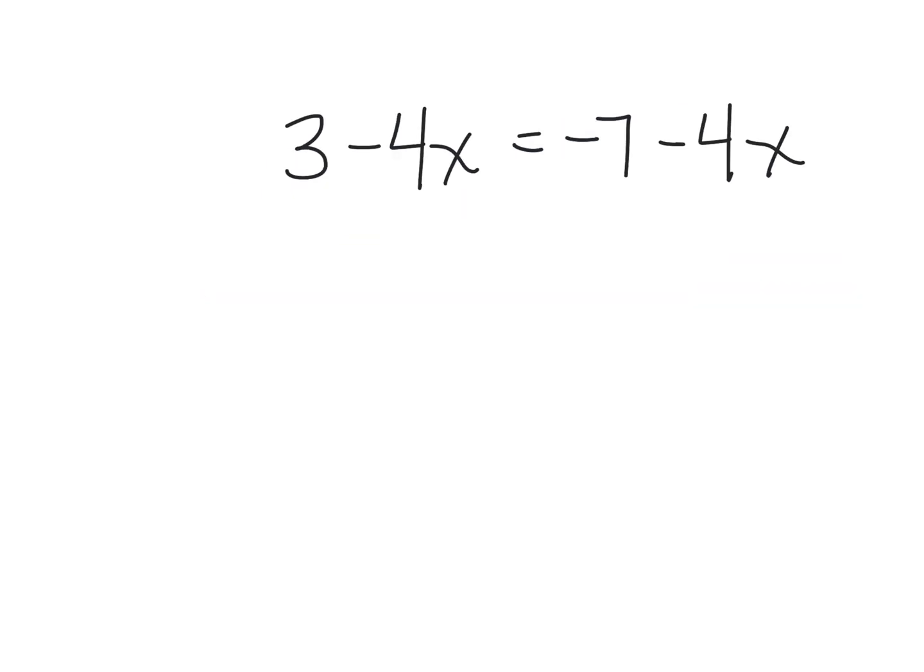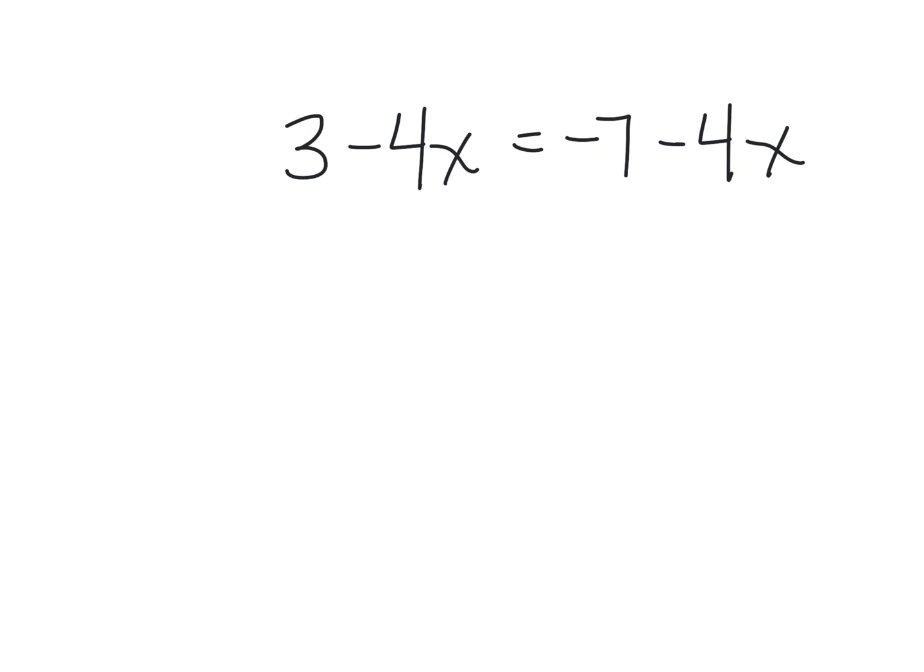Here's our next example. 3 minus 4x equals negative 7 minus 4x. So we obviously see some similarities, but notice that we do have constants on both sides, 3 and negative 7, and we have the variable terms 4x on both sides as well. Which side we decide to move variable terms versus constants isn't overly important. You simply need to make a choice.